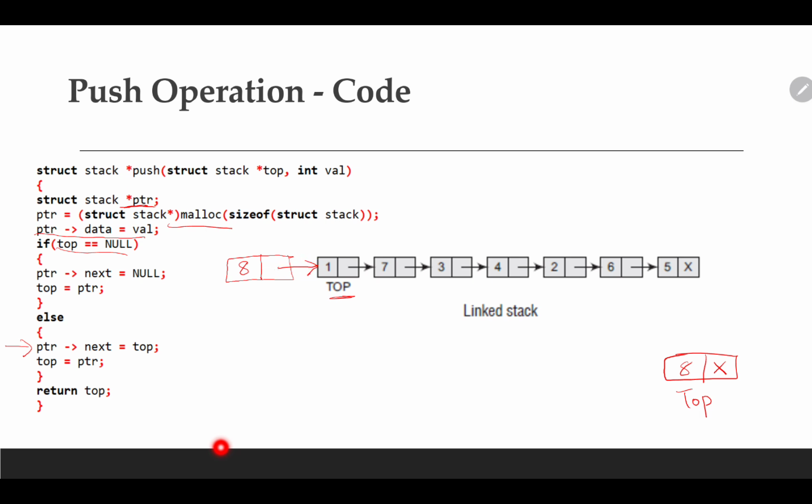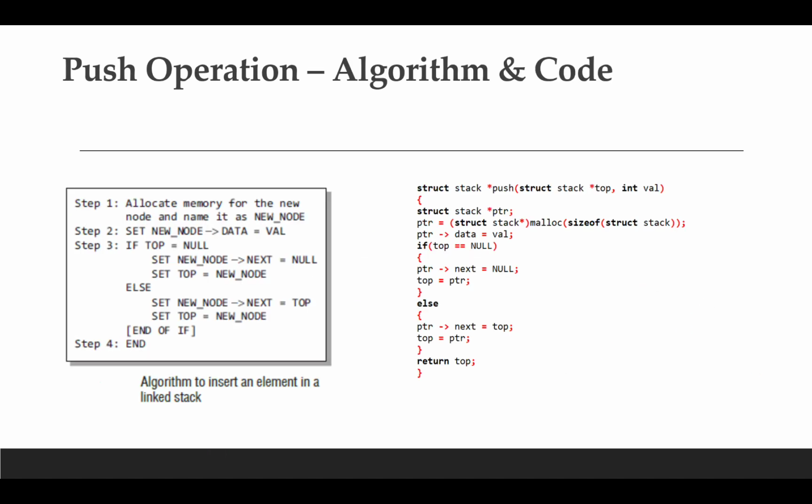Then what we are doing is top is equal to ptr. This is the ptr node, right? The new node is a ptr node, and we are assigning this node as the top. So this is the method for doing the push operation. And next we are going to see the algorithm and the code.